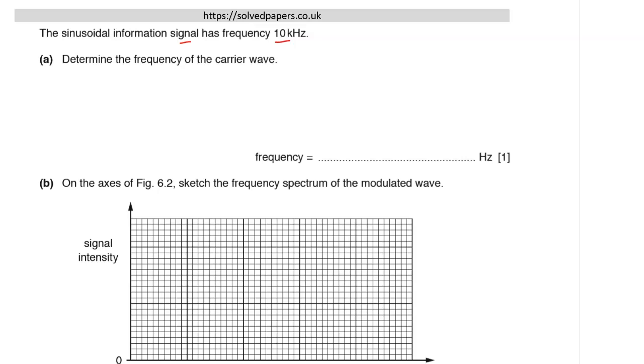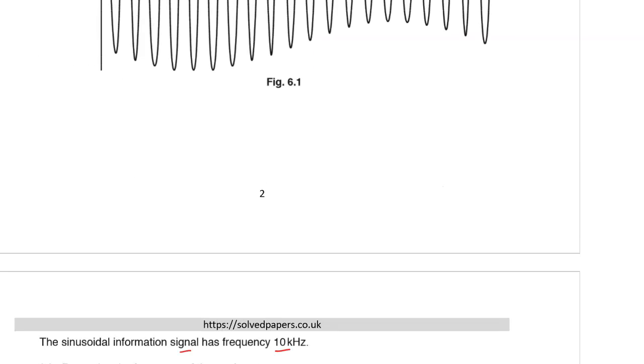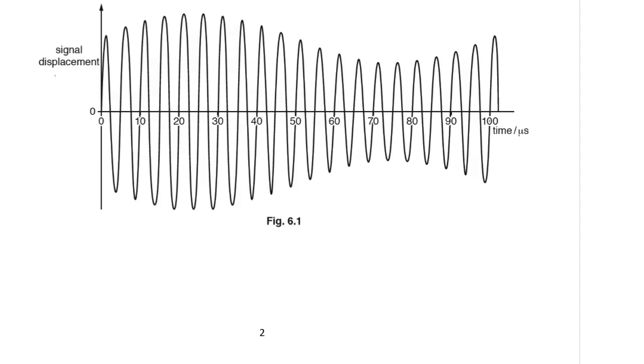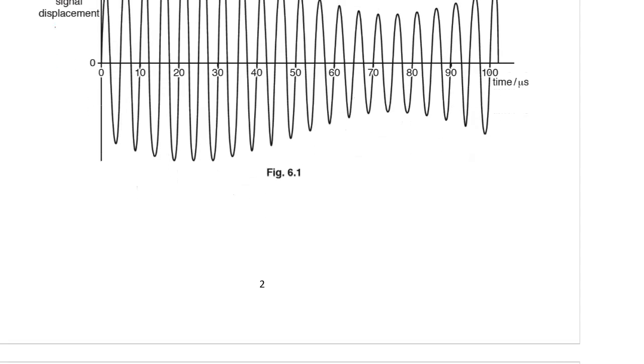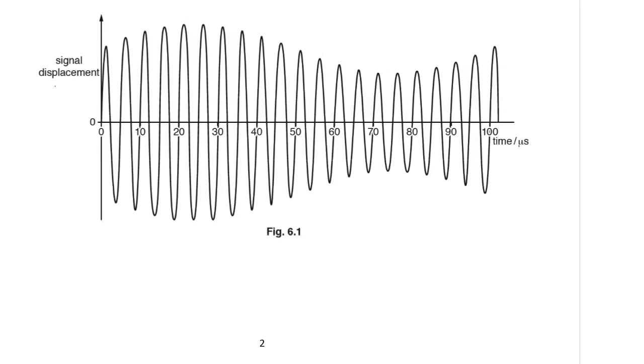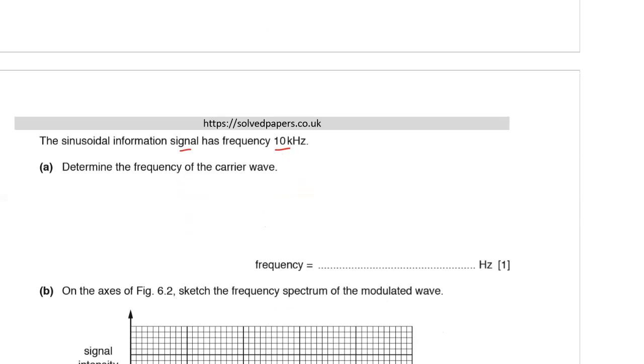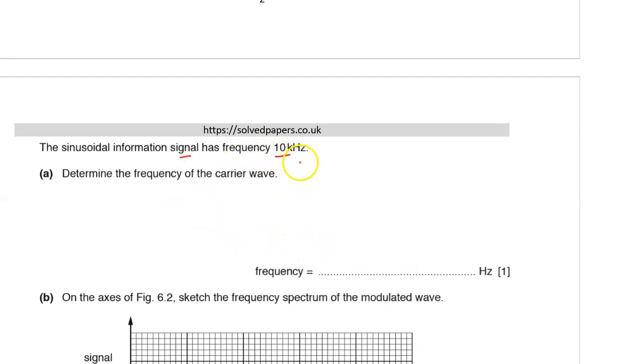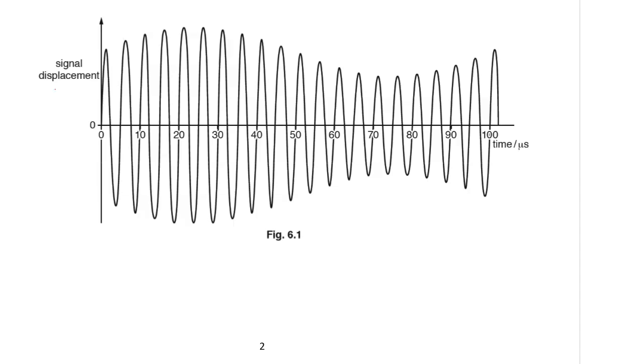We are to determine the frequency of the carrier wave. We've not been given the frequency of the carrier wave. We are given the frequency of the signal, which is 10 kilohertz, which is supposed to be carried by the carrier wave. So to determine the frequency of the carrier wave, you come to the graph and determine the period of the carrier wave.